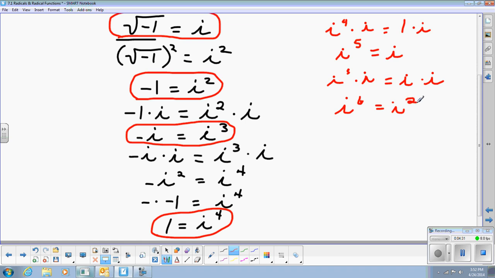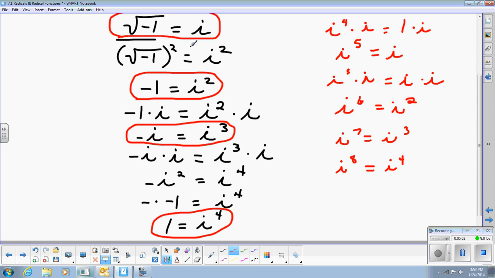And I believe you're going to start to see a pattern here. Here we have i, here's i squared. So what does that mean? It means that i to the seventh is the same as i cubed over here. And then i to the eighth is the same as i to the fourth, and that's equal to 1. So you see there's a repeating pattern here, and it's in multiples of 4. You have 1, 2, 3, 4, and then it repeats for 5, 6, 7, 8.